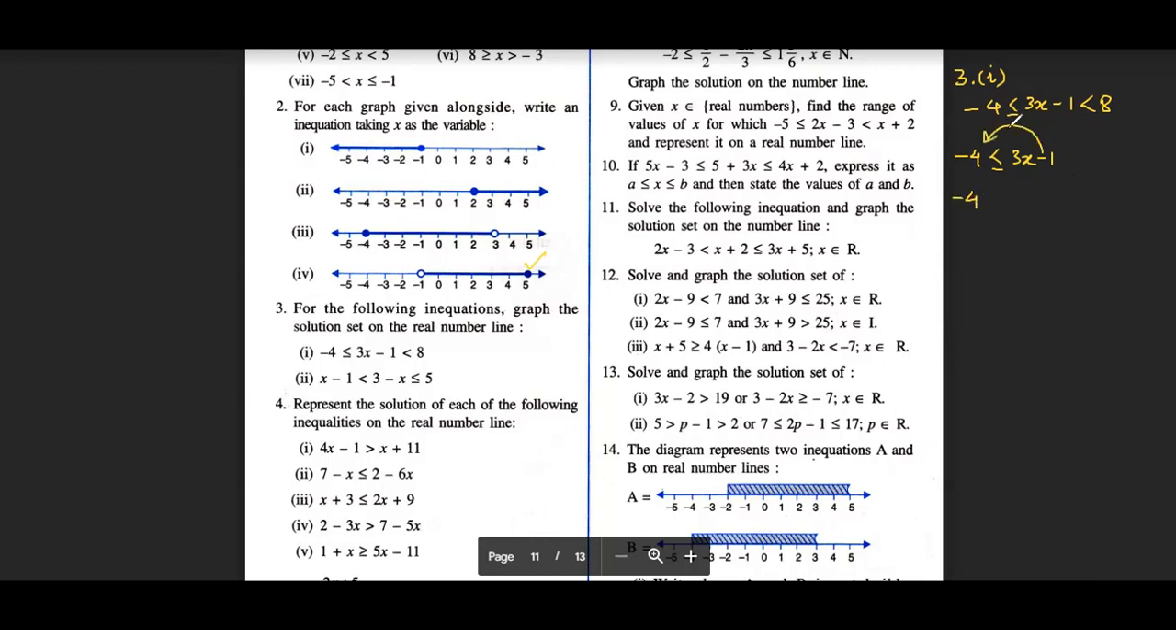This -1 goes on that side, takes the form +1, less than or equal to 3x. So -4 plus 1 is -3, and here less than or equal to 3x. Dividing both sides by 3.